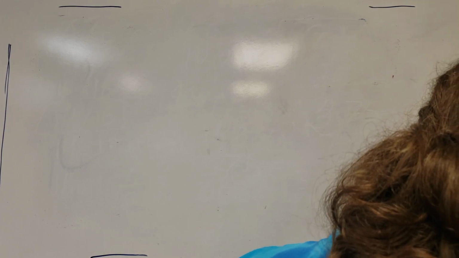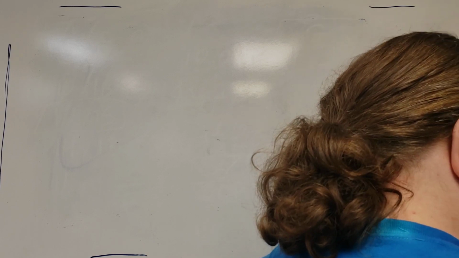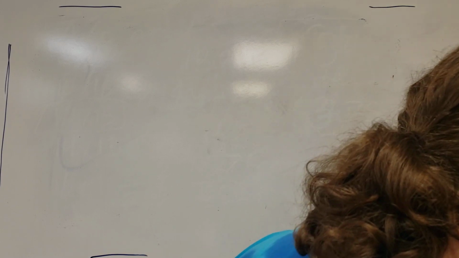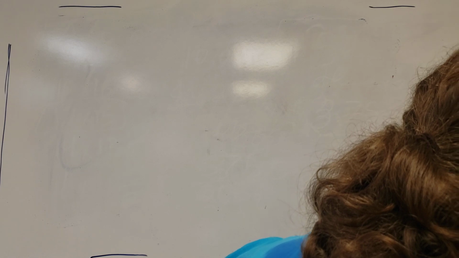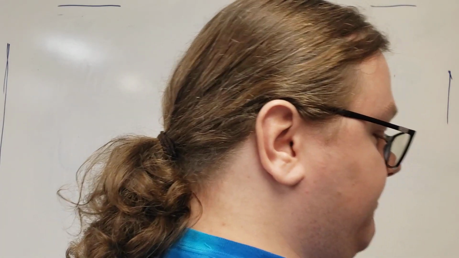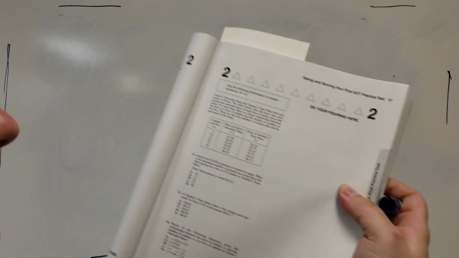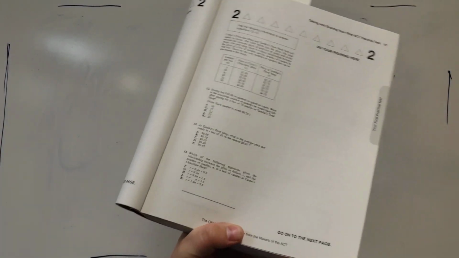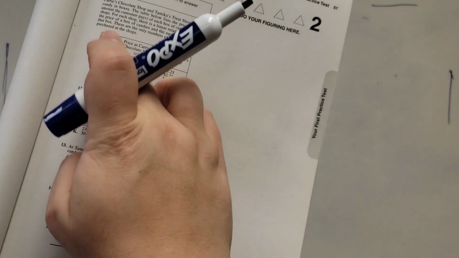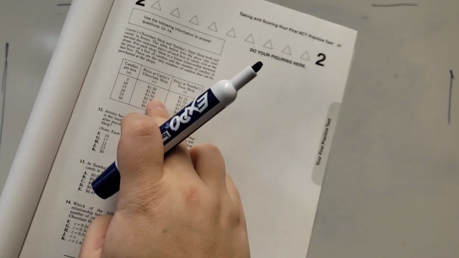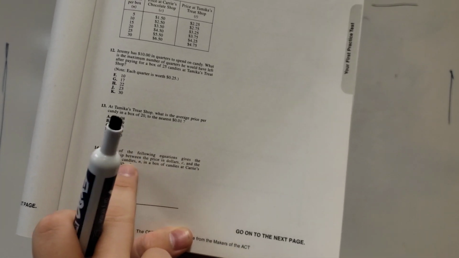This one's tough. I'm going to take the numbers they give us in the chart. Let me show you what I'm talking about. Is this in view? Yeah. Okay, so they give us this chart up here, right? And then they ask us, which of the following equations gives a relationship between price, C, and candies N?